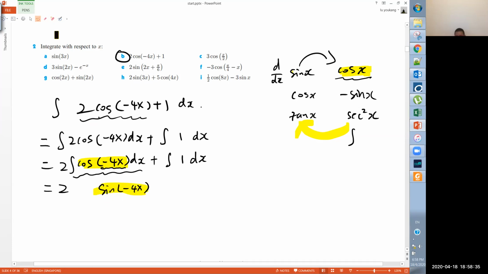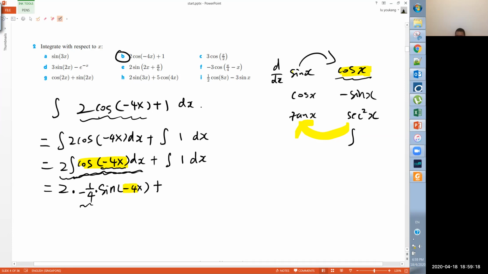And you should know when you differentiate this, you will have your minus 4 taken out, right? So what you need to do is you need to have the minus 1/4 to cancel the effect of that. Okay? So therefore you see I have a minus 1/4 here. Okay? And then that's it. So this is your answer for this part.